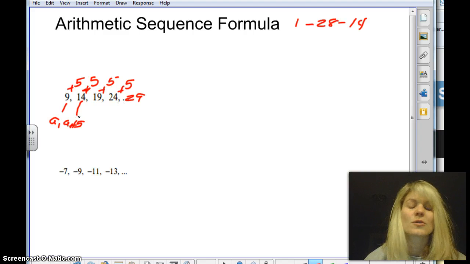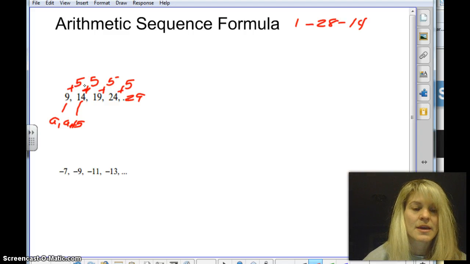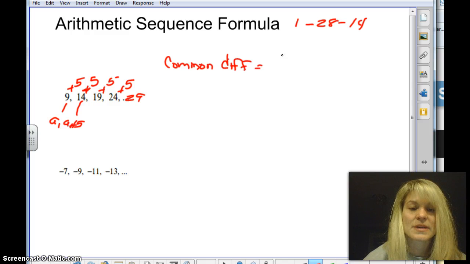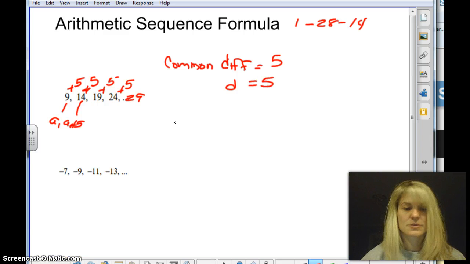Okay? So when we're doing arithmetic sequences, we always have to know what it's going up by, and we talked about this in our video last night. It's going up by 5, so that's called the common difference. And so we'll say that's 5. And for common difference, we use the variable d. So we know d is increasing by 5 each time.